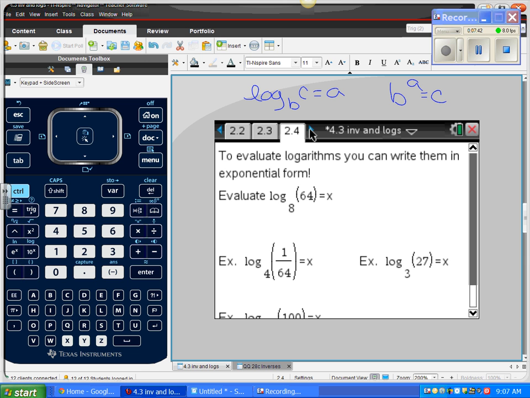What's b? B is 8. What's a? X, good. And what's c? Good. 8 to the what power is 64? 2. Excellent. Okay, so all I did was I went from log form to exponential, and then I figured out what the value of x was.